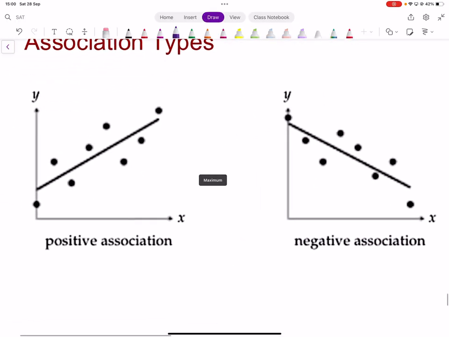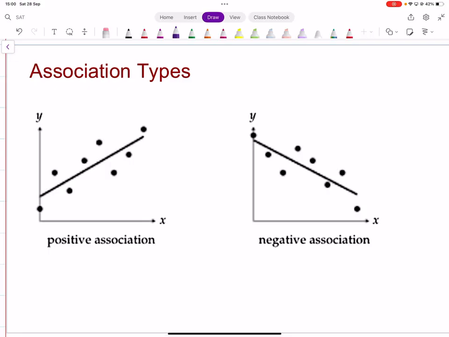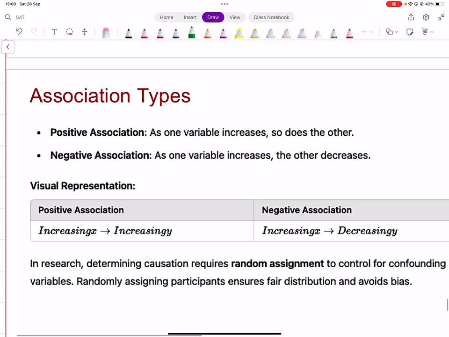Now, last thing that you need to know from here, association types, correlation types. Positive correlation is like this. As you go from left to right, the graph is going upwards. Negative correlation is like this. As you go from left to right, the graph is going downwards. Okay? And you can see in this case, as one variable increases, the other is also increasing. In the second case, as one increases, the other is decreasing. So that's a negative correlation, negative association. So positive association means as one variable increases, so does the other. Negative, if one increases, the other decreases. That's a negative correlation, negative association.